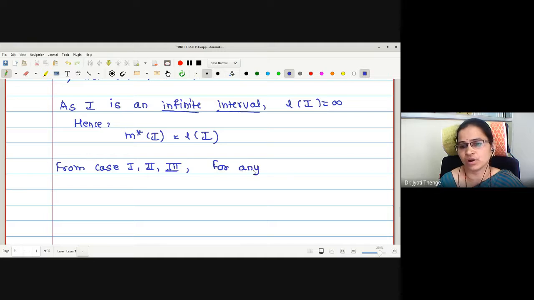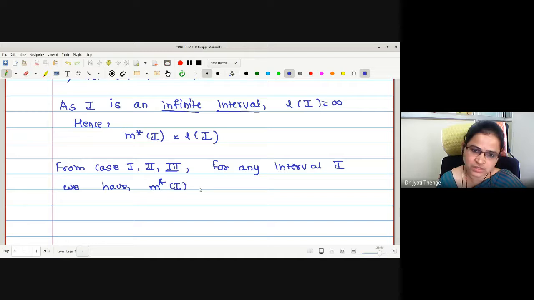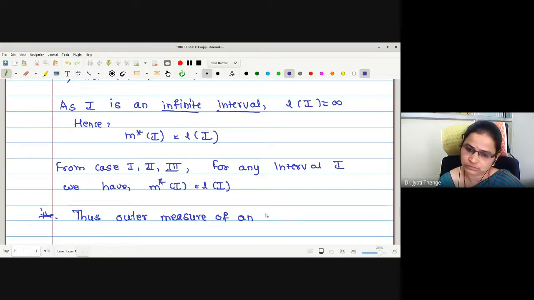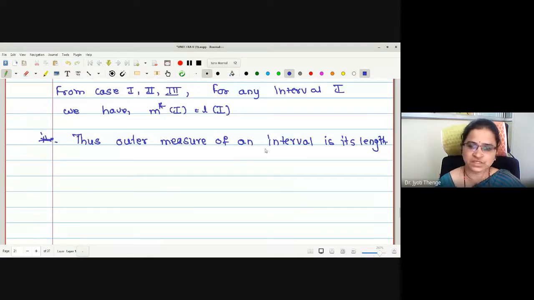Therefore, combining all the three cases, case 1, 2, and 3, for any interval I we have m star of I is equal to length of I, that is, the outer measure of an interval is its length. Hence the proof of this proposition.